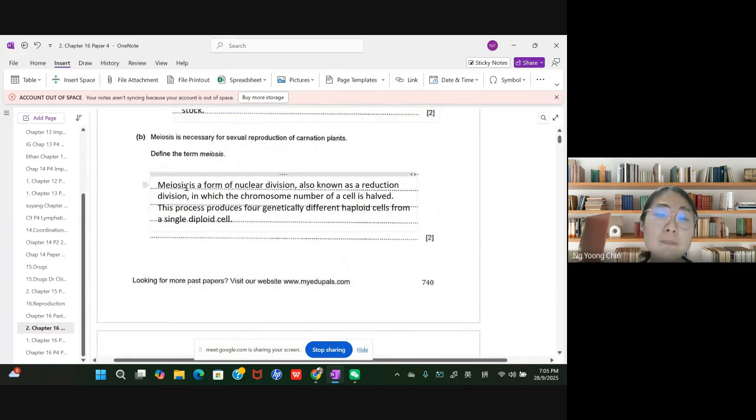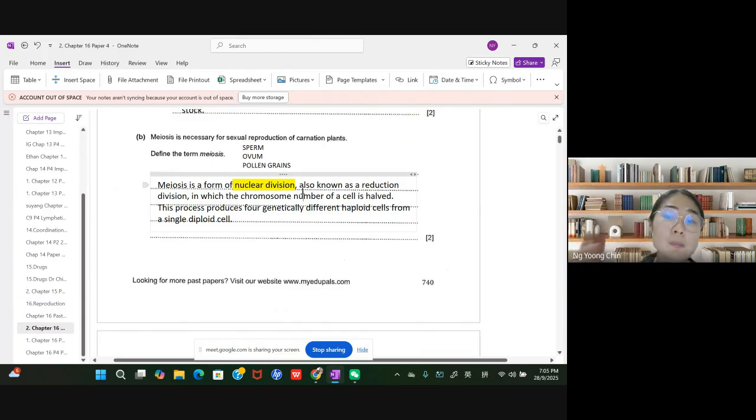Okay, and then what is actually meiosis? Meiosis is the process which is only involved in the production of the sex gametes, right? There are only three cells produced from meiosis, which are the sperm, the ovum, and one more, the pollen grain. Yeah, this one, pollen grain. So these three cells are products of meiosis. Meiosis is actually a form of nuclear division.